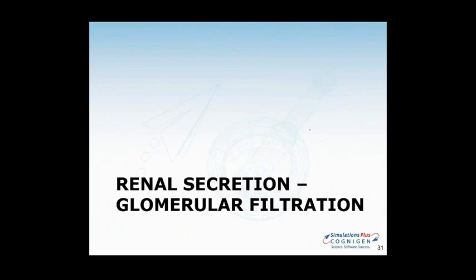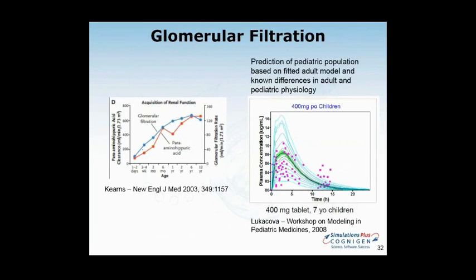The next major clearance pathway is renal secretion, and I will have a couple more examples for the renal secretion, but within this section, more focus on the glomerular filtration. And again, there was information about how the GFR is changing, and a more standard example again for us, gabapentin, showing how the program developed and again validated against adults was then able to predict the gabapentin exposure in children, and these were about 7-year-old children. So showing the effects of the glomerular filtration changes.